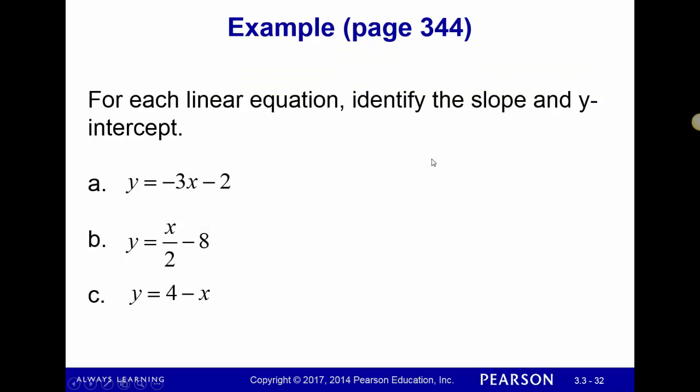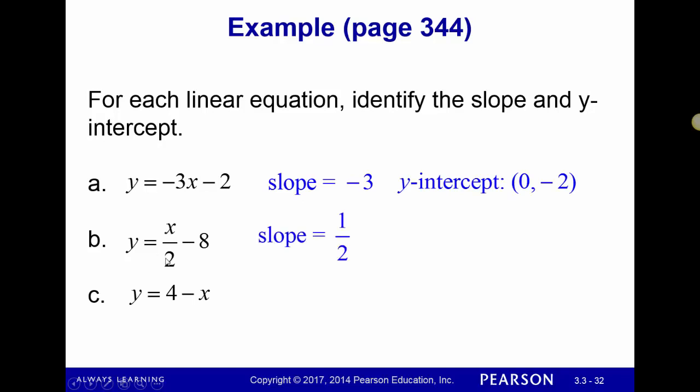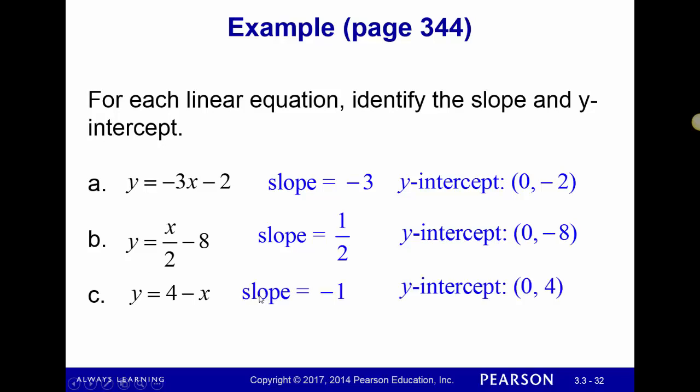So for each linear equation, identify the slope and the y-intercept. So the slope here is going to be negative 3. The y-intercept is going to be 0, negative 2. The slope here is going to be 1/2, and the y-intercept is going to be 0, negative 8. Now this is written in an opposite form. We actually just flip it around. It's actually negative x plus 4 rather. So the slope is negative 1, and the y-intercept is 0, 4.